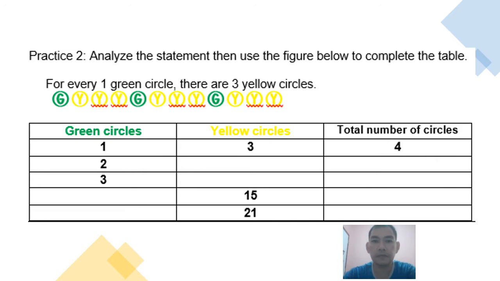Let us have another practice. This time there are green and yellow circles. Let us compare the color's quantity and its relationship to one another by finding out the pattern of the numbers. Your 1 minute starts now.